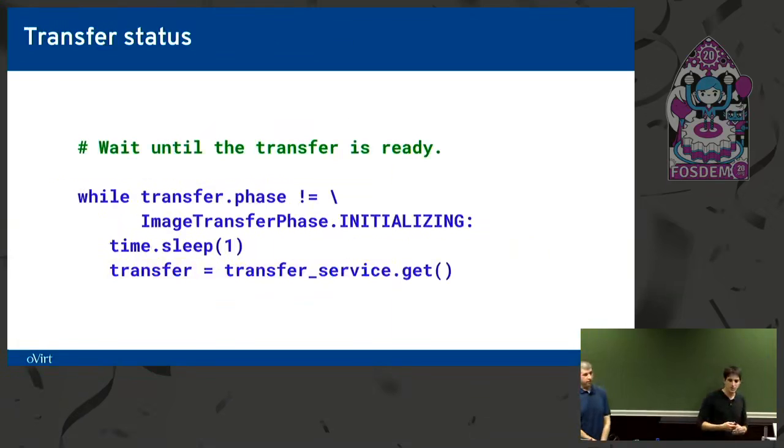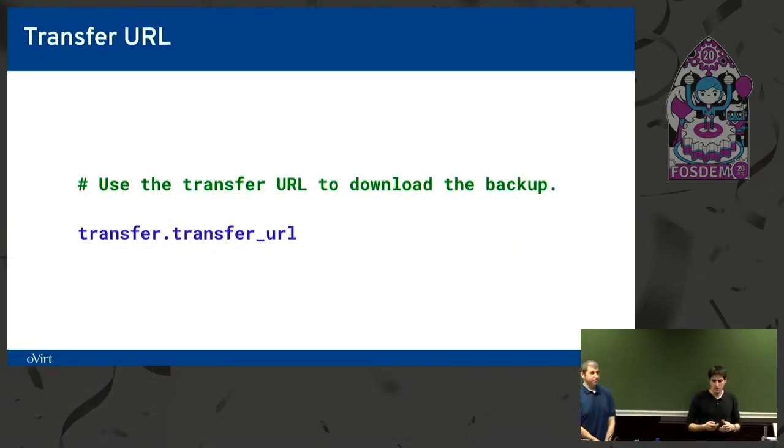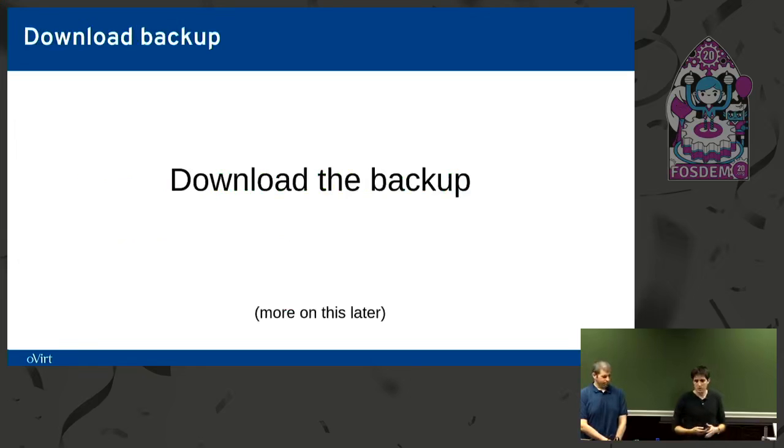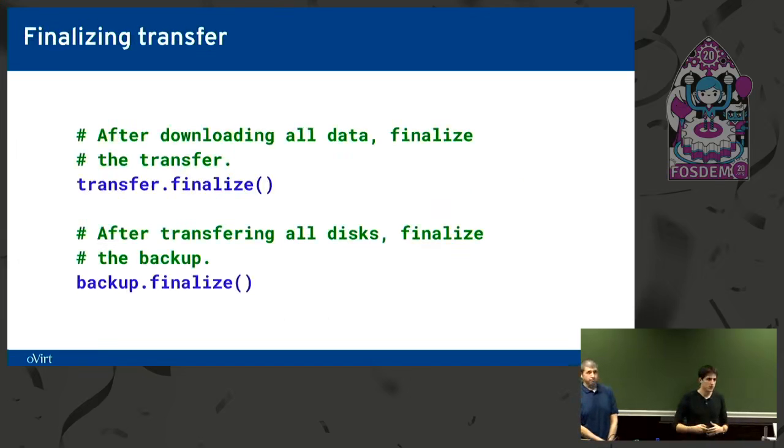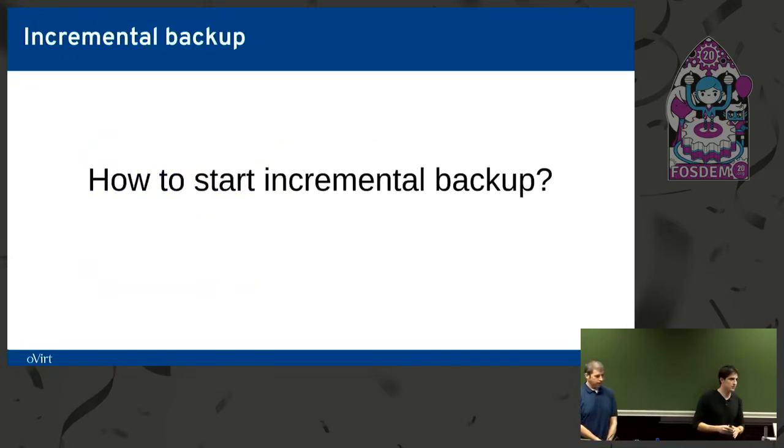Okay, once we initiated the transfer, we wait for the transfer session to be ready, and when the transfer is ready, we can fetch the transfer URL. This URL gives you the direction specific to the host, to the daemon, so that the transfer and the download will be more efficient, and you can download the actual backup disk. Daniel will elaborate on this more later on. So we have the full backup in our backup application. We can finalize the transfer and finalize the backup session. Fine, so we have a full backup.